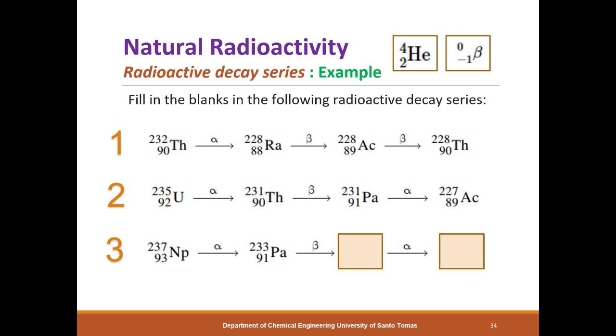neptunium-237. Now, palladium-233 undergoes beta emission. And again, by beta emission, there's an increase in the atomic number by 1. So from 91, we will have 92. So this results in uranium-233, which would still undergo an alpha decay. So we expect a decrease in the mass number and atomic number by 4 and 2 respectively, resulting in the creation of thorium-229.